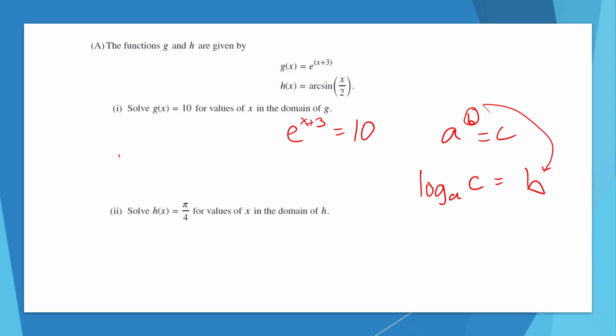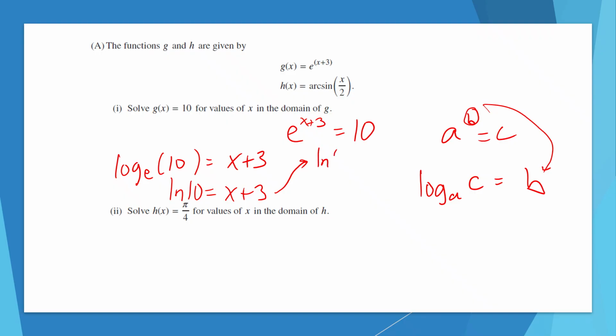This then should be log base e of 10 equals x plus 3. And I'm going to even rewrite the log base e as ln 10 equals x plus 3. And then our final step is going to be subtract 3. So I'm going to write ln 10 minus 3 equals x. And that should be our answer.